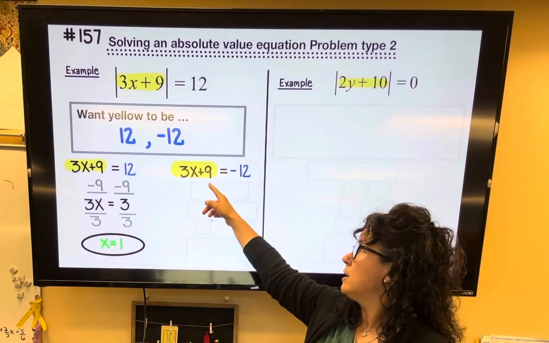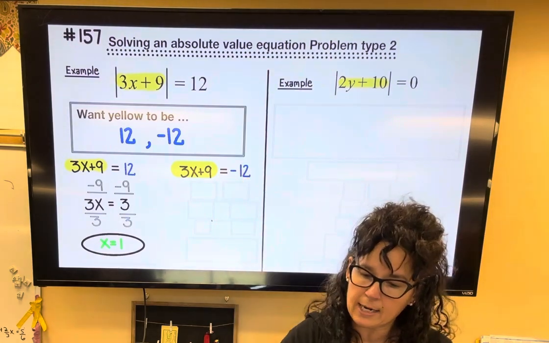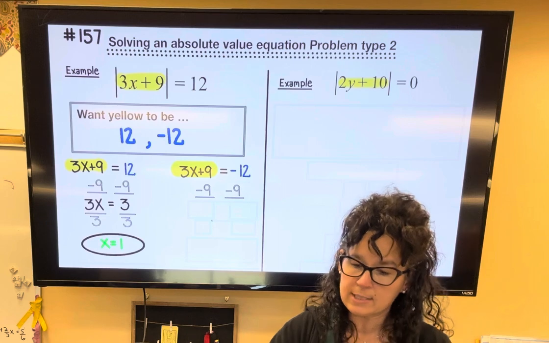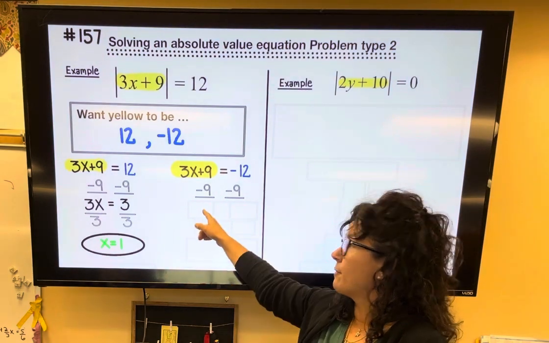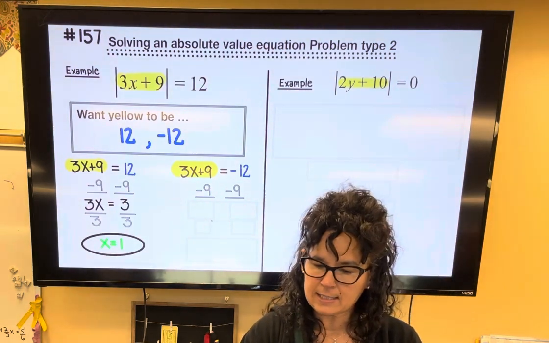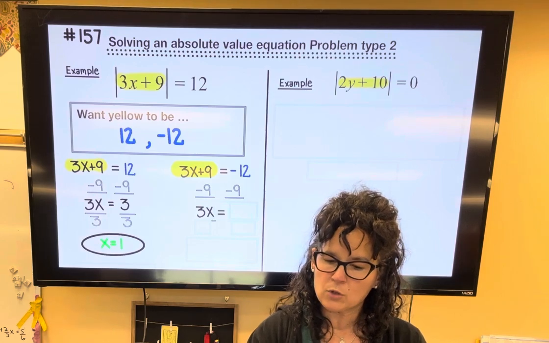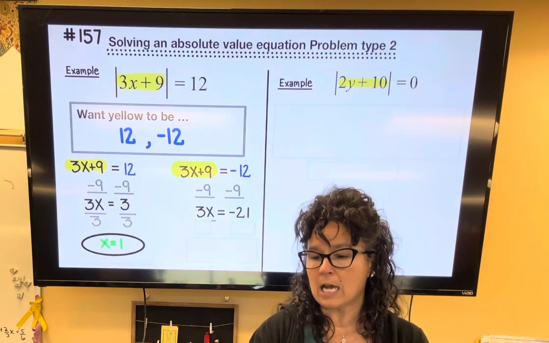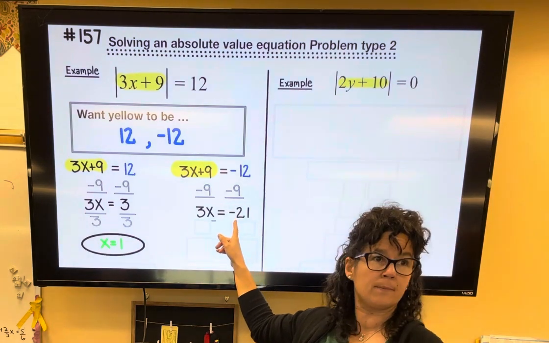Okay, so then I'm going to find the x that's going to make the yellow equal negative 12. So to solve, I'm going to subtract 9. What I do to one side, I do to the other. I have 3x left on the left-hand side. Bring down the equal sign. Negative 12 minus 9 is negative 21.